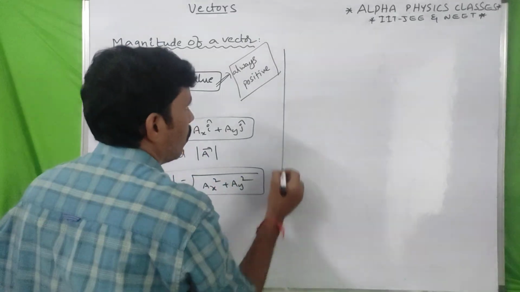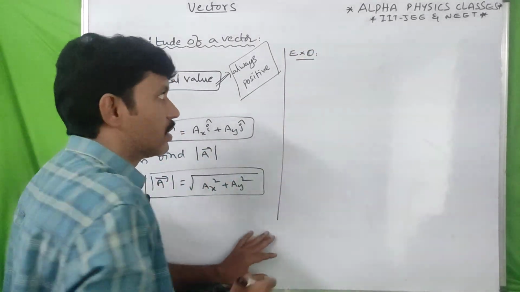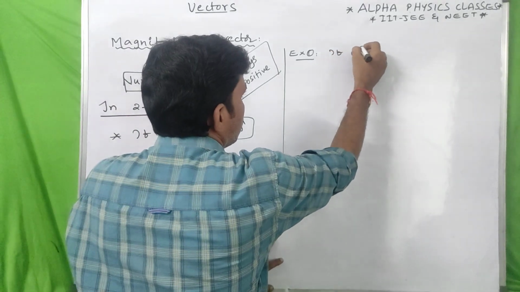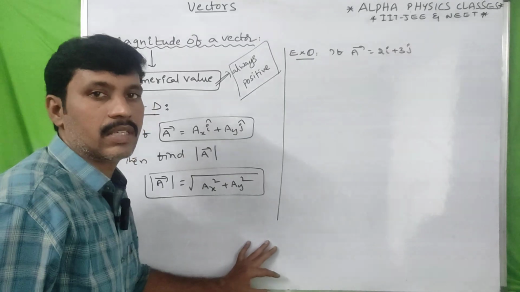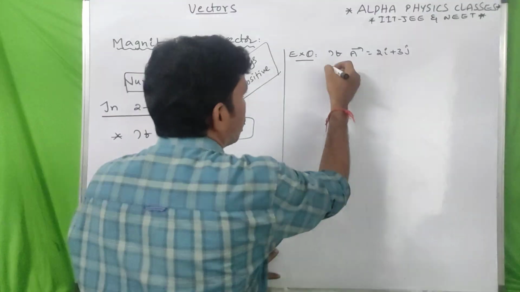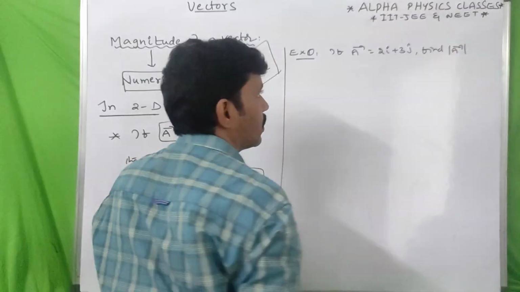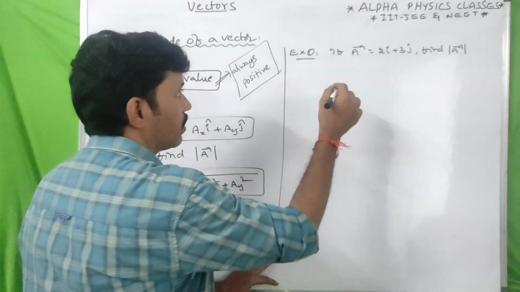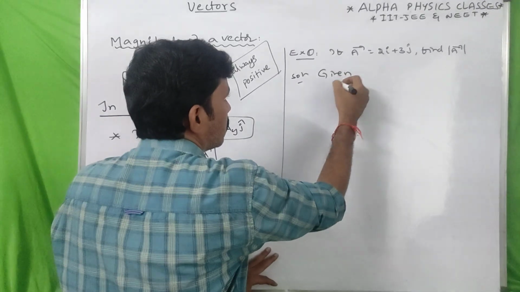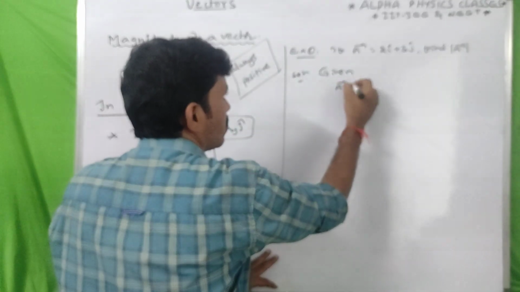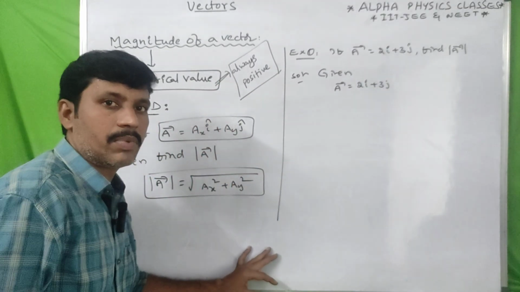So example 1. If a bar is equal to 2i plus 3j, the question is find modulus a bar or magnitude of a bar vector. The solution. So the given vector is a bar is equal to 2i plus 3j.